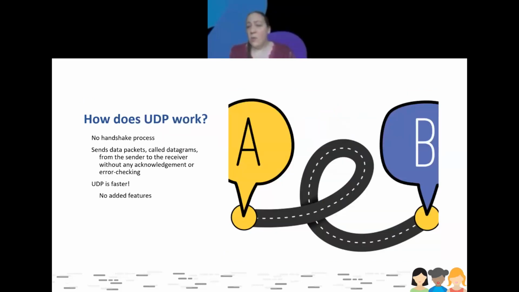It doesn't have a handshake process. It sends the data packets, which are called datagrams, from the sender to the receiver, A to B, with no error checking, no flow control, no acknowledgements. Which means it's faster because it doesn't have any of those added features. Lower overheads, quicker, easier to implement, and it just works. But you don't have that guarantee that the datagram is getting there. You have no idea. You're sending it and hoping for the best.